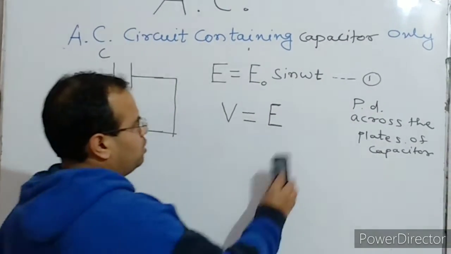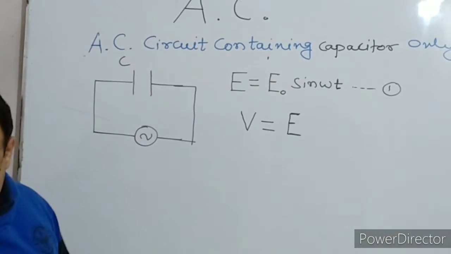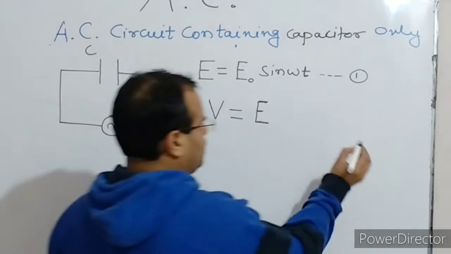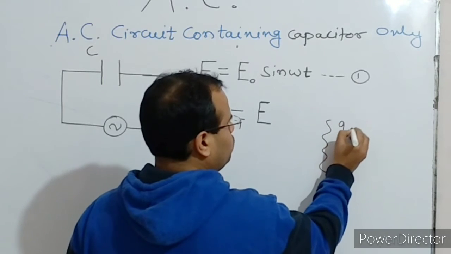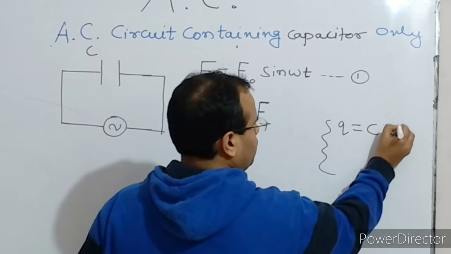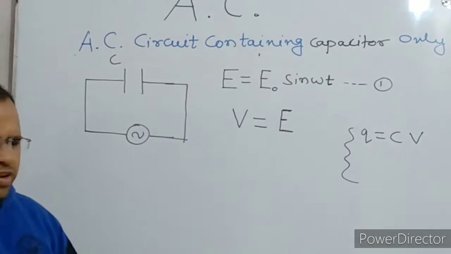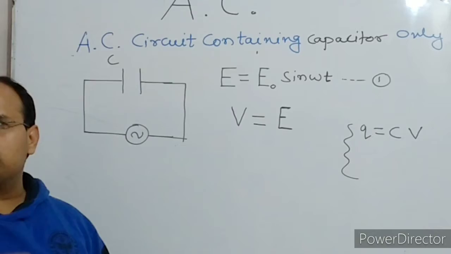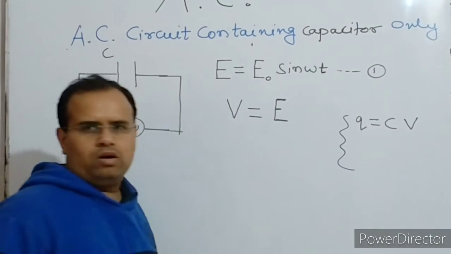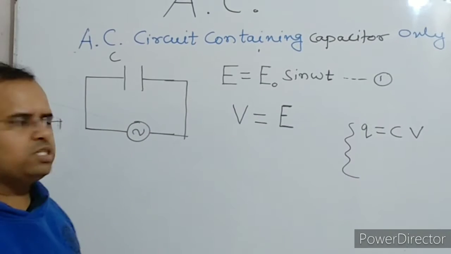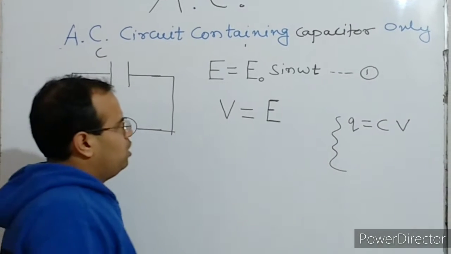Now let us try to understand this. We know that across the ends of the capacitor, we can write Q equals CV. This is anywhere in between when the capacitor is charged. At that time, you can write that Q equals CV. The charge is equal to capacitance into potential difference.